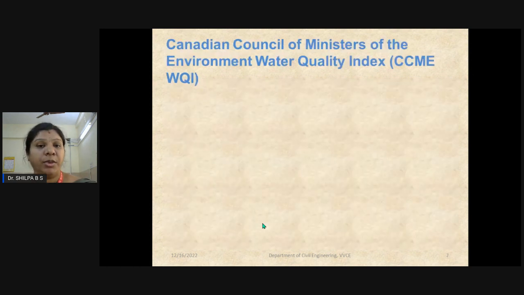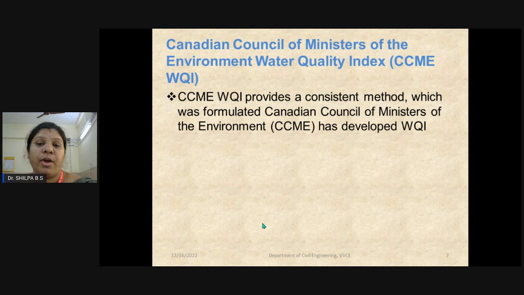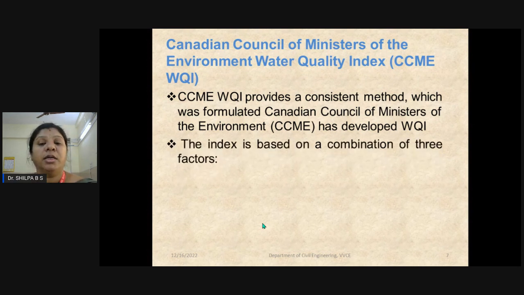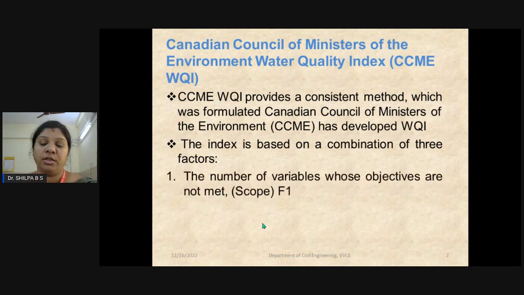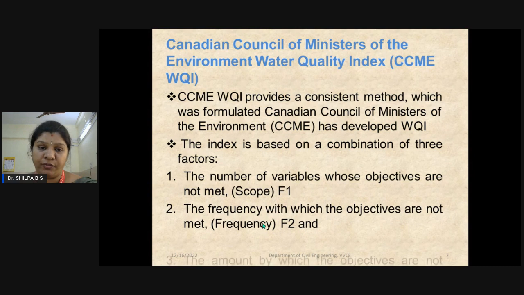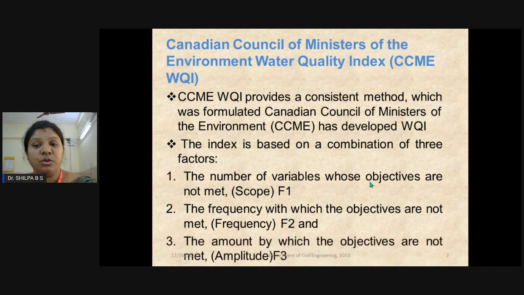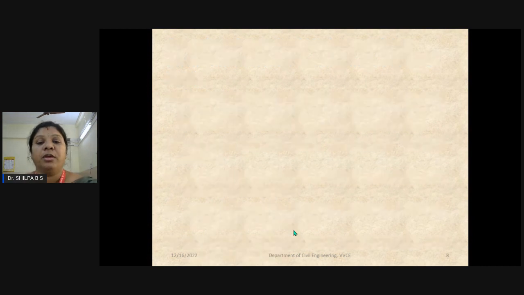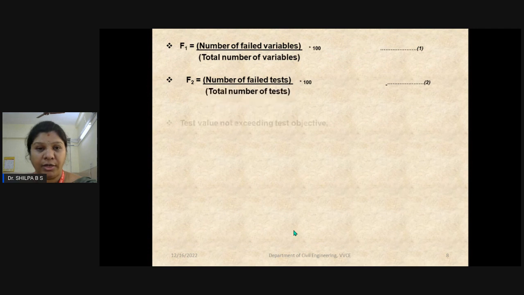Next is CCME, that is the Canadian Council of Ministers of the Environment Water Quality Index. This particular model provides a very consistent method, which is formulated by the Canadian Council of Ministers of the Environment. We call that CCME. Here the index is based on the combination of three factors, F1, F2, and F3, where F1 is the number of variables whose objectives are not met, F2 is the frequency with which the objectives are not met, and the third one is the amount by which objectives are not met. That is F3. These values are calculated using these three relations.